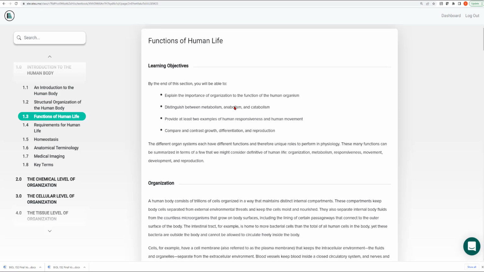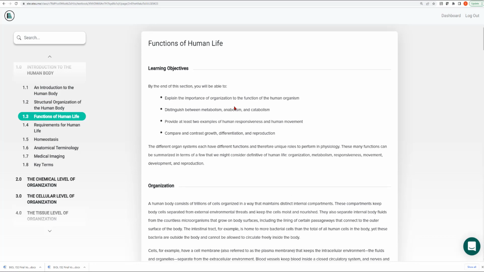The functions of human life. This is a biology course, and biology means the study of life. So it makes sense that even in an anatomy course, which is also a biology course, we're going to be learning about the characteristics of life. What does it mean to be alive?